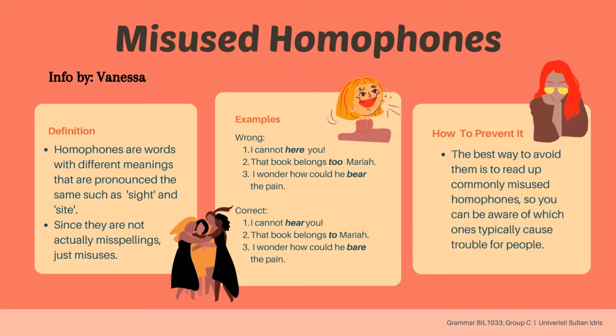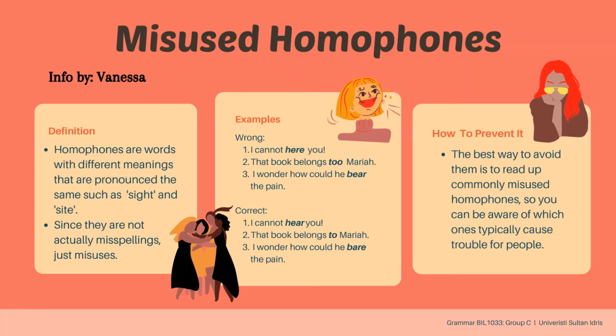The first common mistake that people normally do is misused homophones. This info is gathered by me, myself, Vanessa. So what is homophones? Homophones are words with a different meaning but have a same pronunciation and also have a different kind of spelling, such as sight, which can have a meaning as scenery, and the other one site as a landscape. Since they are not actually misspellings, students often misuse this and make it look like misspellings.